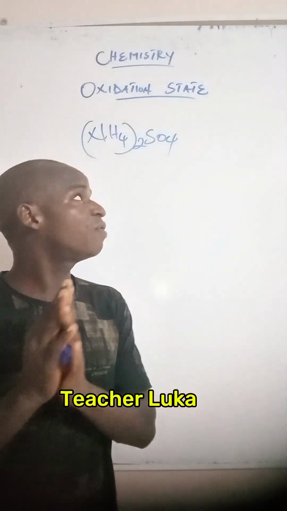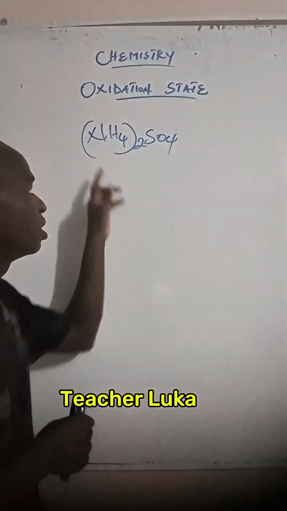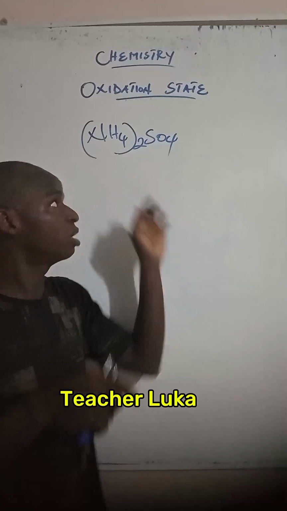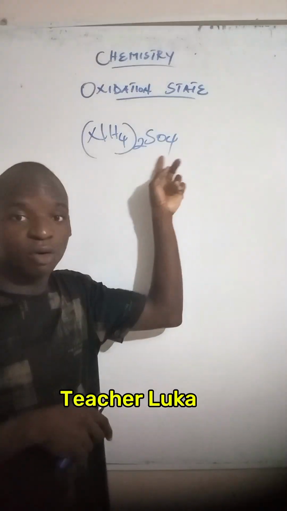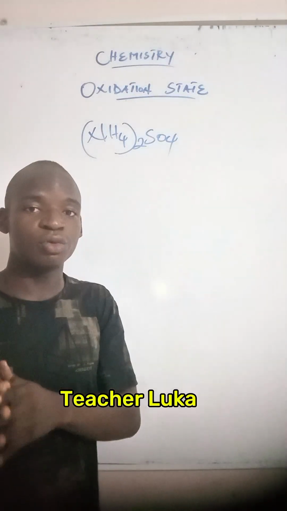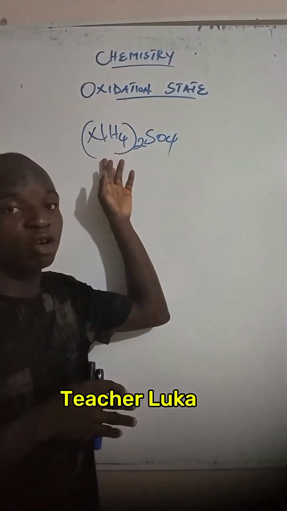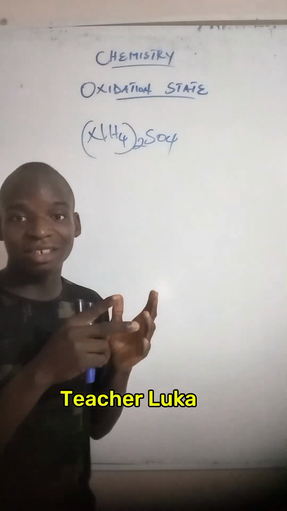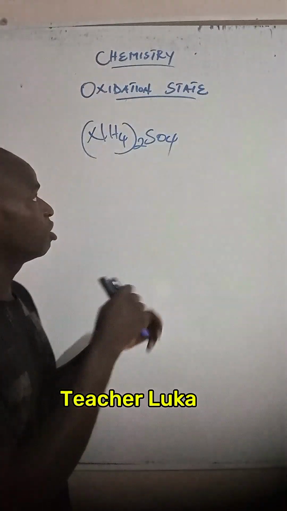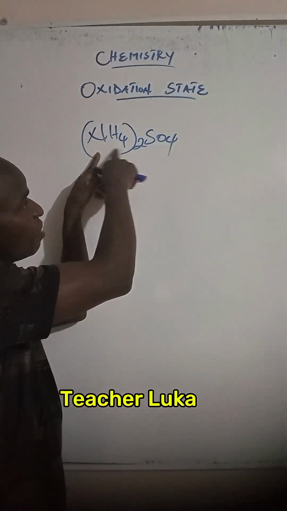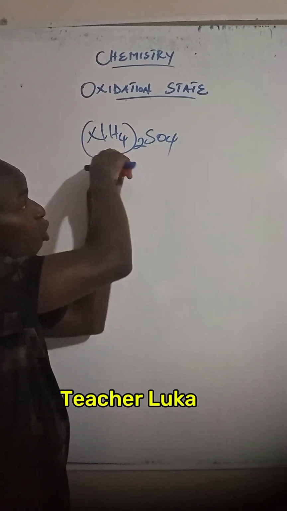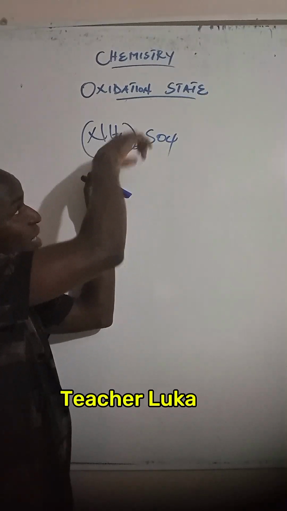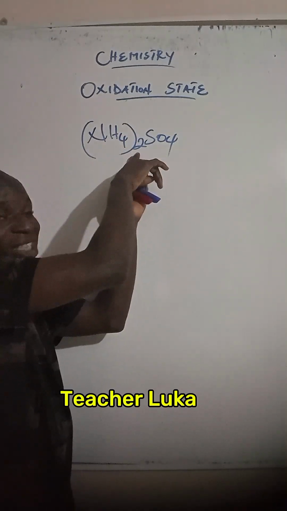Are you following? Now, the first thing to identify in this compound is that the ammonium ion has a charge of +1, and the sulfate ion or radical has a charge of -2. For us to balance the charges, we need two ammonium ions. Do you understand? So in this case, the oxidation state of the ammonium ion is no longer +1 but +2, because we are multiplying the 1, the oxidation state of ammonium, by these 2.